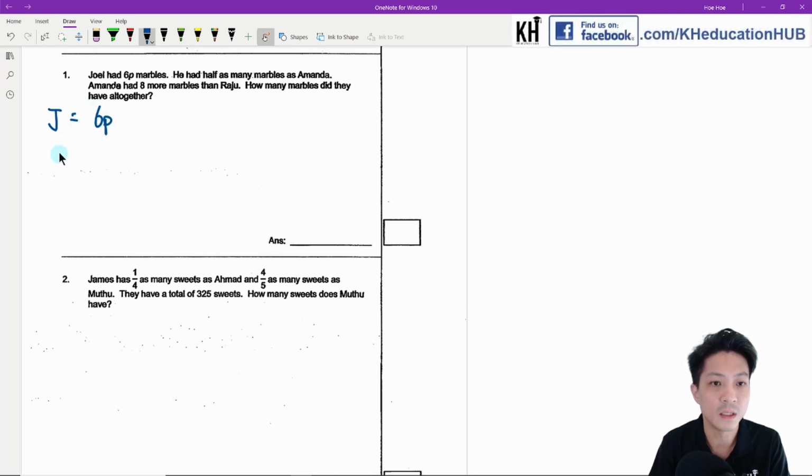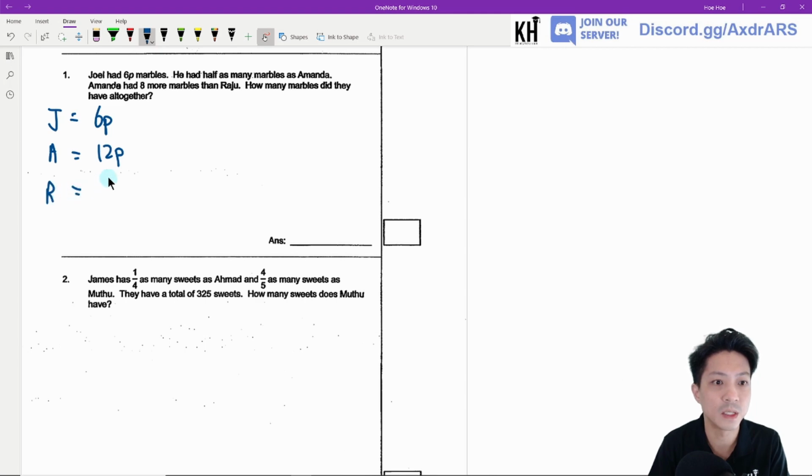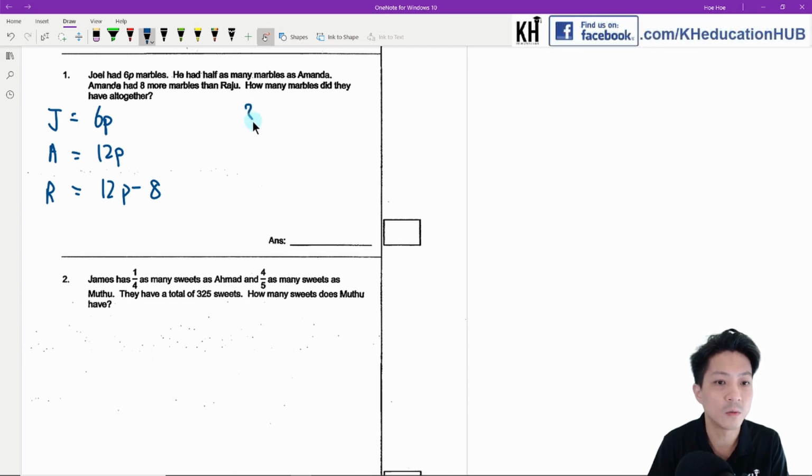marbles. He had half as many marbles as Amanda, which means that Amanda will have 12p. Okay, Amanda had 8 more marbles than Raju, which means that Raju will have Amanda's minus 8. Okay, how many marbles did they have altogether? So I'm just gonna add them. 6p plus 12p plus 12p will be 24p plus 6p will be 30p. So the total will be 30p minus 8.